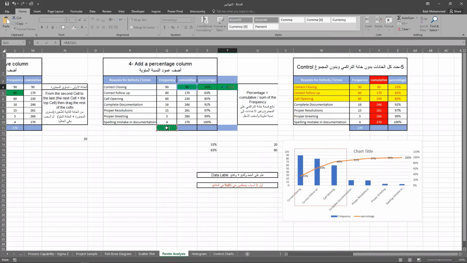Enter. Okay. You drag down, it will give you the same, but you need to lock the cell. It will not work unless you lock the cell.